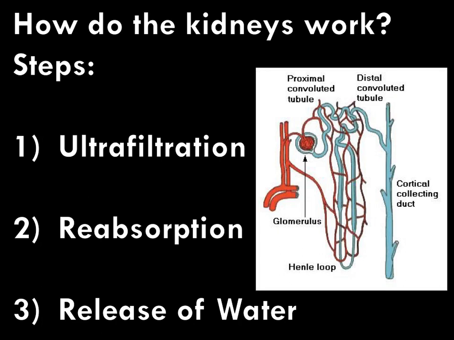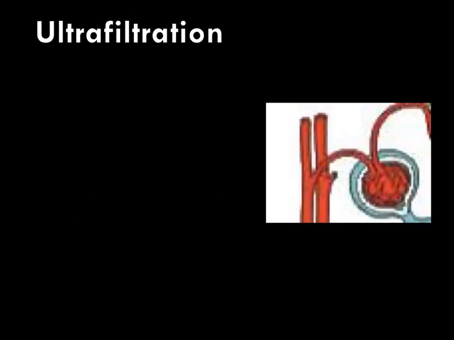Inside the nephron, the kidney works in 3 steps. The first of these is the ultrafiltration step, which happens in the glomerulus. The second is the reabsorption, which happens throughout the convoluted tubules and the loop of Henle, and then finally the release of water, which is happening in the collecting duct here, where all of those waste products will be removed.